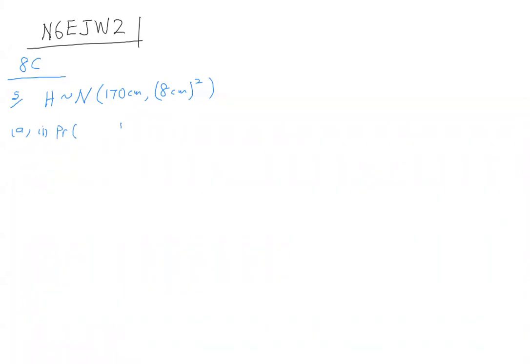For normal distribution, it doesn't matter whether you put equal or not, but if they say between, then you don't put equal. But if they say inclusive, you have to put equal. So you go to normal, always CDF, 162, 170, and 8. So the answer should be 34 point something.